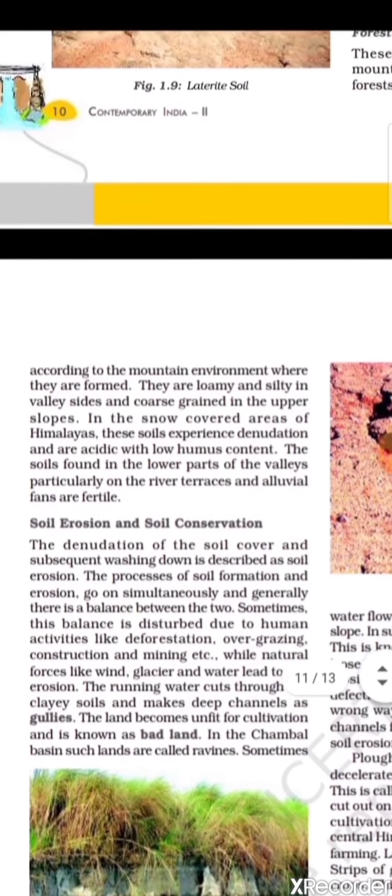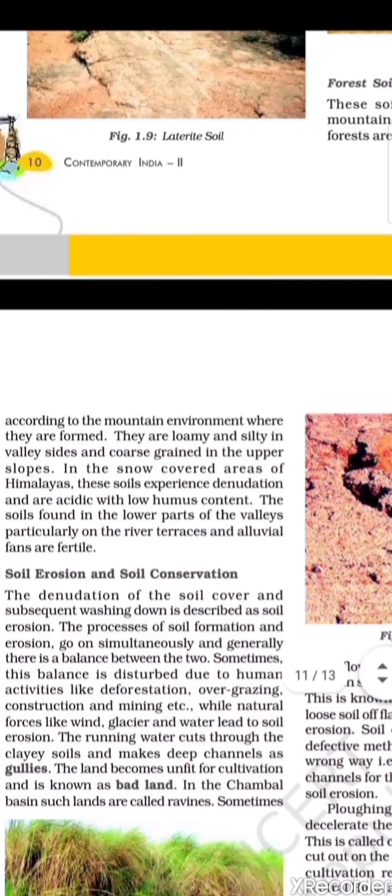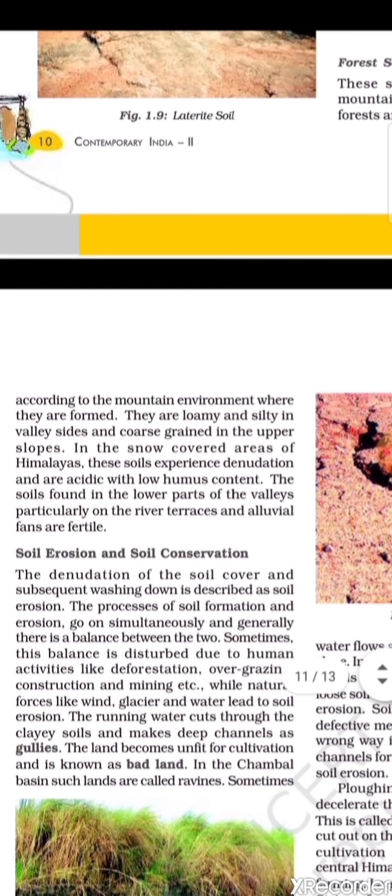The texture of the soil, the color, the characteristics of the soil change with the mountainous environment and altitude. The soils are rich in humus but are deficient in potash, phosphorus, and lime. And forest soils are especially suitable for plantation of tea, coffee, and tropical fruits.